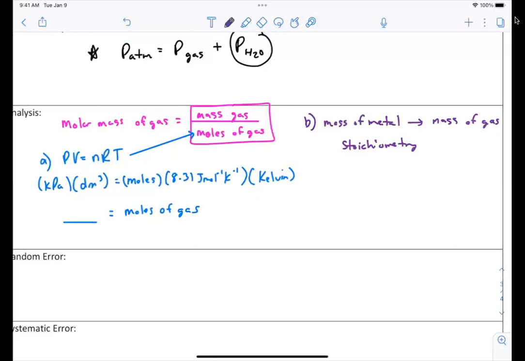No, no, no. A finds the moles of gas. B finds the mass of gas, because you can't know the moles of gas since you're not at standard temperature and pressure. So you can't use 22.7. Correct.